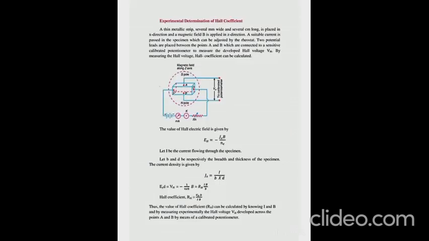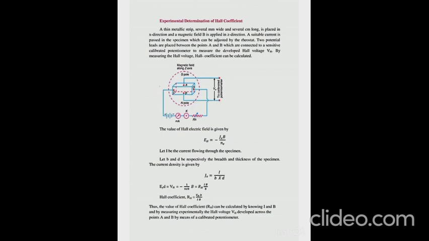So the next is the experimental determination of Hall coefficient. A thin metallic strip several millimeters wide and several centimeters long is placed in the x direction, and a magnetic field B is applied in the z direction. A suitable current is passed in the specimen, which can be adjusted by the rheostat. Two potential leads are placed between point A and point B, which are connected to a sensitive calibrated potentiometer to measure the developed Hall voltage VH. By measuring the Hall voltage, the Hall coefficient can be calculated. So here is the experimental setup of Hall coefficient.